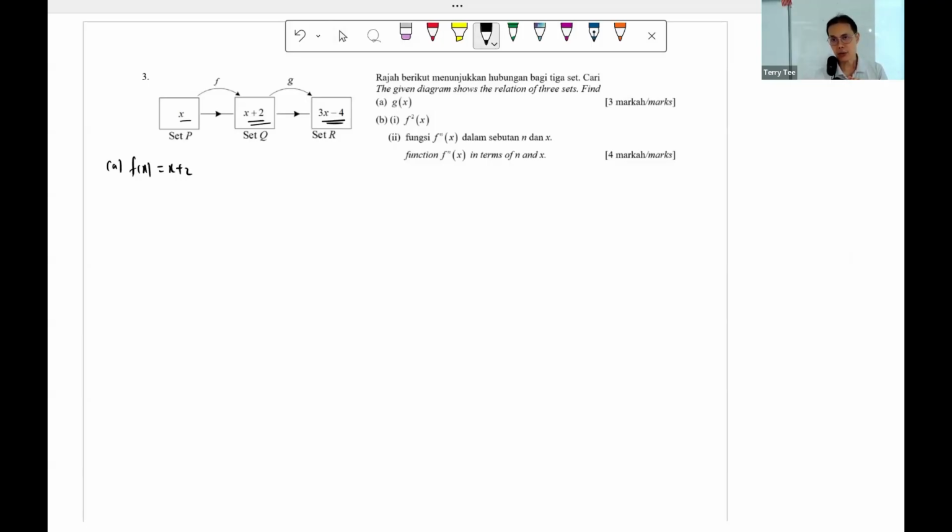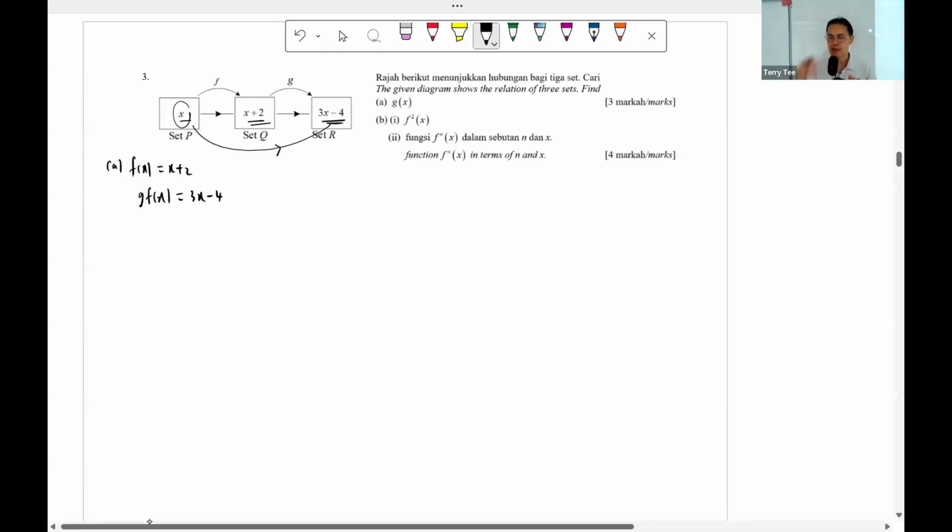This 3x minus 4, guys, please don't misunderstand. People tend to think this is g(x). This is not g(x). You're mapping from x all the way to this 3x minus 4. So what is this? This is your composite function gf(x). gf(x) means f(x) happens first, followed by g(x). So we begin by letting the function inside become y. Your g(y) is now 3x minus 4.